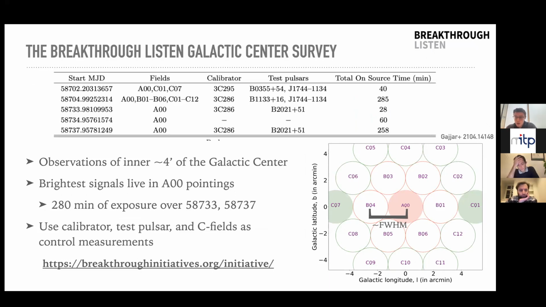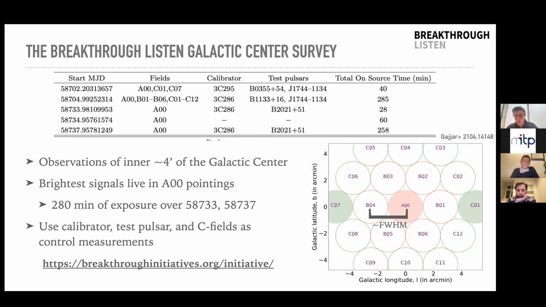So what they do is they point at the very galactic center. That's their A00 field, and that's in the center of this image. And then they do some sort of, not quite mosaicing, but they do different pointings so that they're resolving the inner 4 arc minutes. Now, what you should be comparing this to is the full width half maximum of the beam that GBT is looking in. Essentially, each one of these pointings is separated by a full width half maximum of the beam.